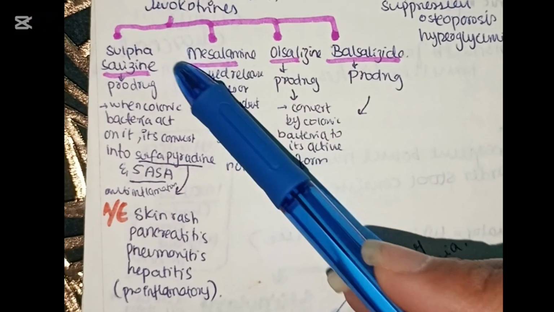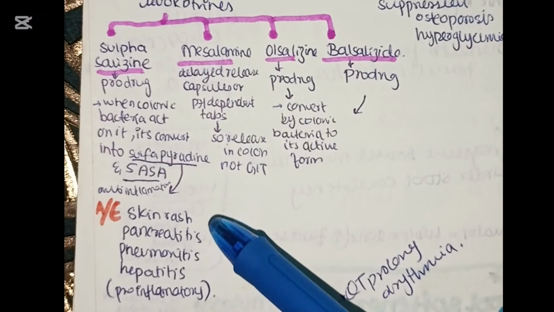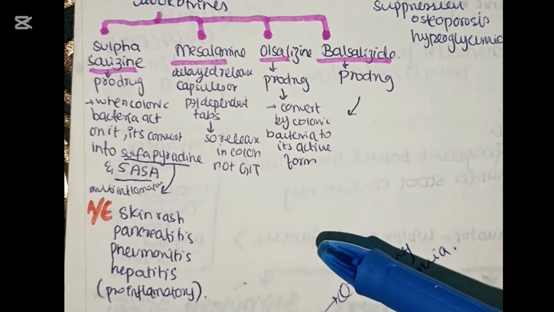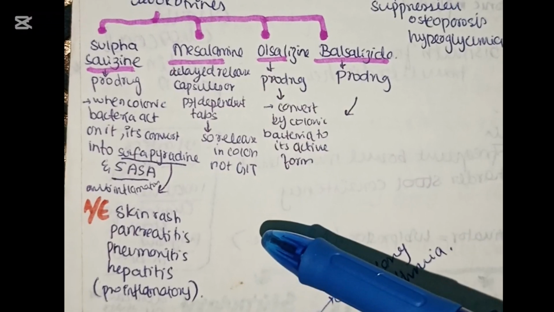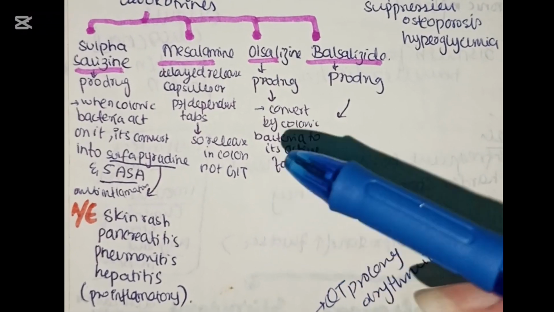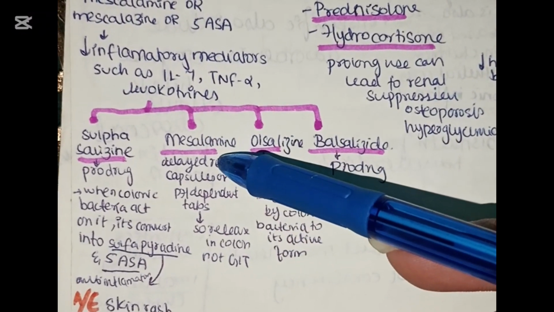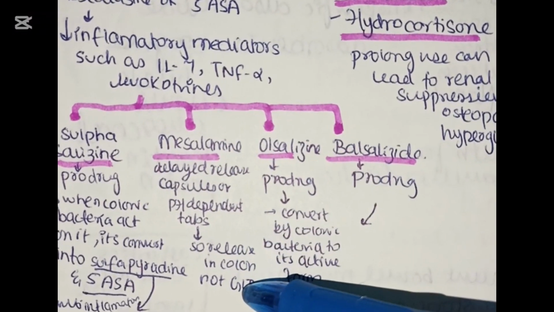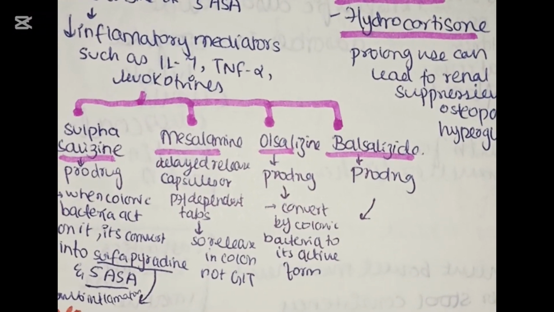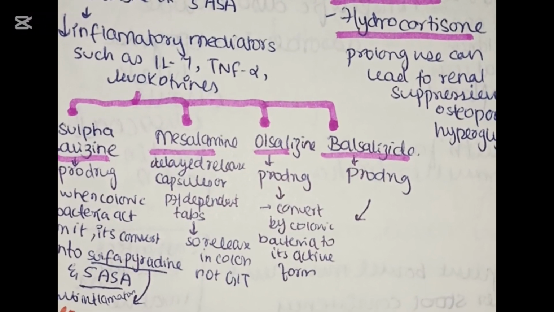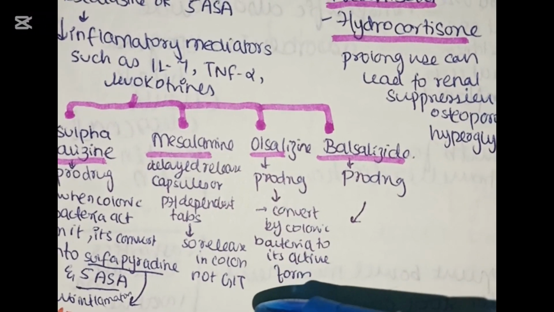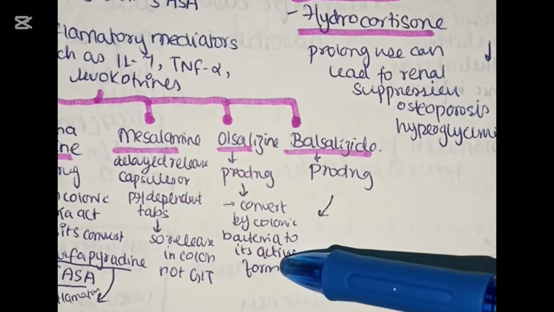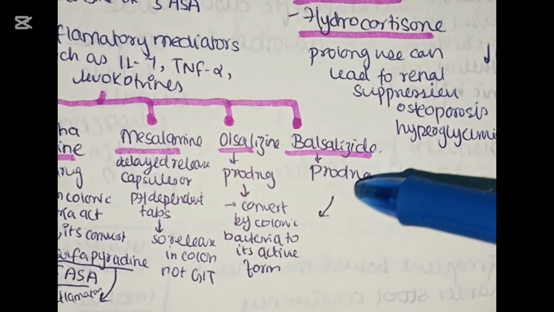Sulfasalazine is broken down in the colon by bacteria into its active components 5-aminosalicylic acid and sulfapyridine, which reduce the production of inflammatory mediators like prostaglandins, thus helping to decrease the inflammation in the colon. Mesalamine works by inhibiting the production of inflammatory mediators through the suppression of the cyclooxygenase and lipoxygenase pathways, thereby reducing the inflammation. It comes as a delayed-release capsule or pH-dependent tablet, so it is released in the colon and not in the upper GI. Olsalazine is a prodrug of mesalamine, so it works by the same mode of action, and so does balsalazide.